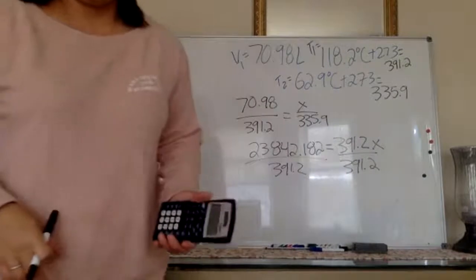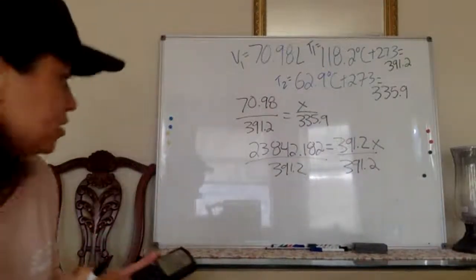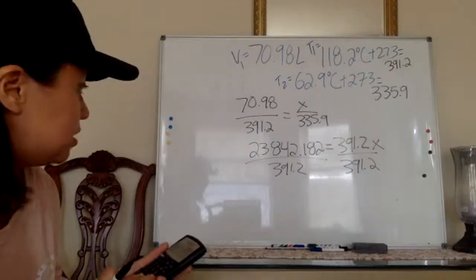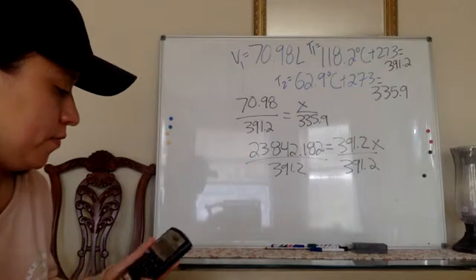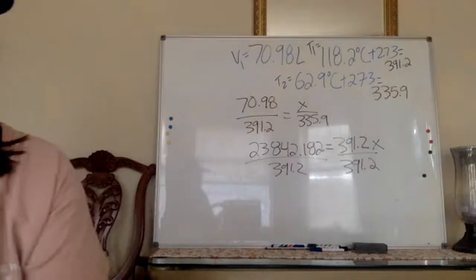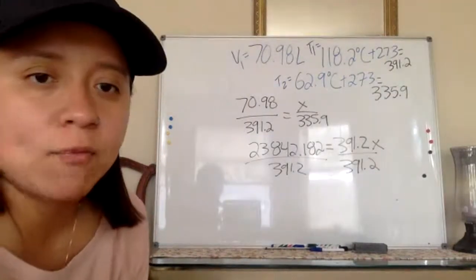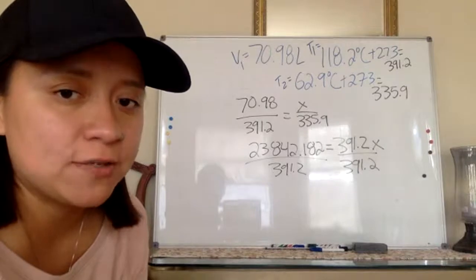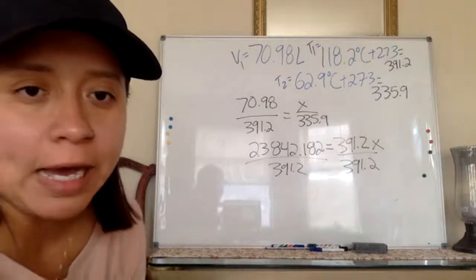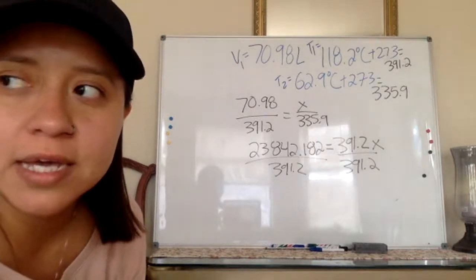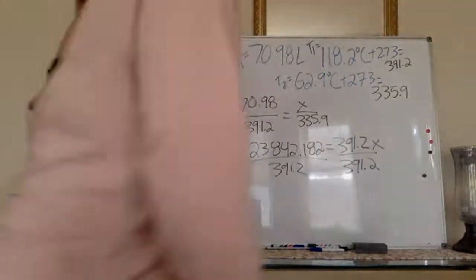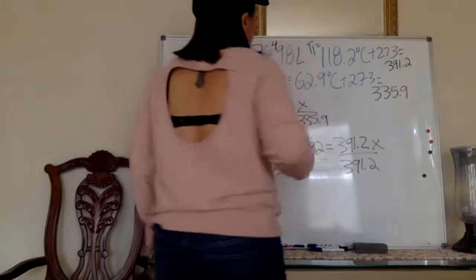All right, everybody with me still? We're going to do 23,842.182 divided by 391.2. Everybody should get 60.94627301. But we need to figure out how many significant figures we're going to use. So how many sig figs does 70.98 have? How many significant figures do you guys see in 70.98? Yep, 4 sig figs. Nice, Evelyn. Good.